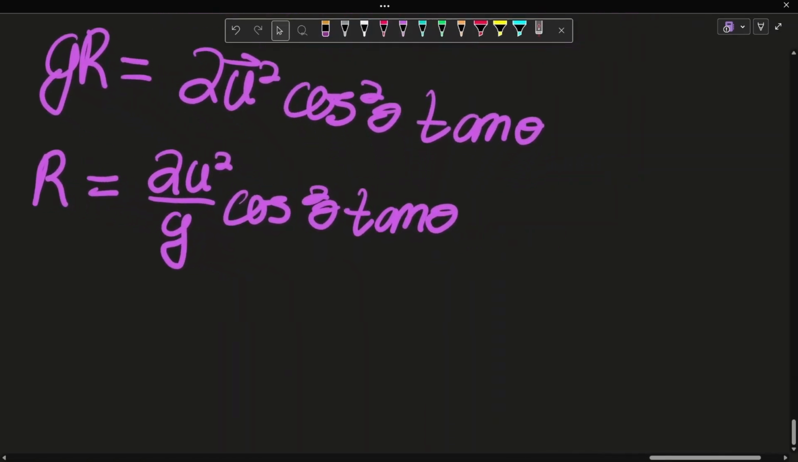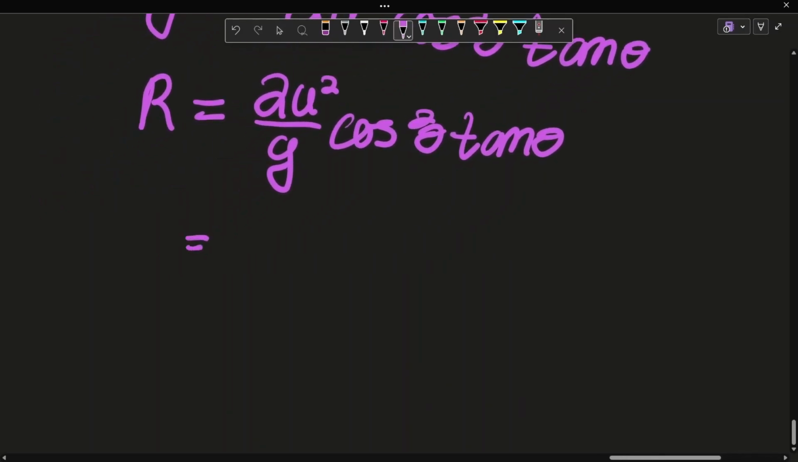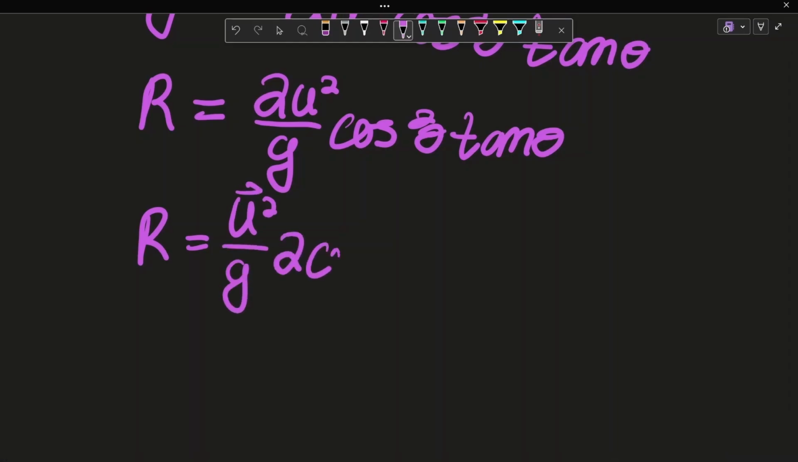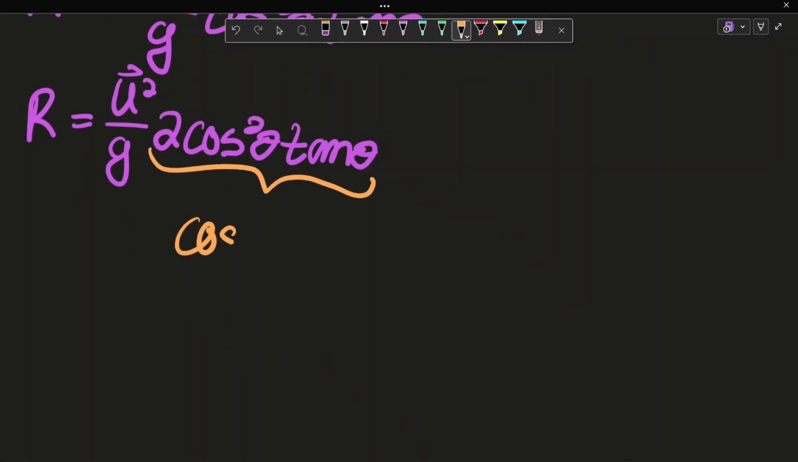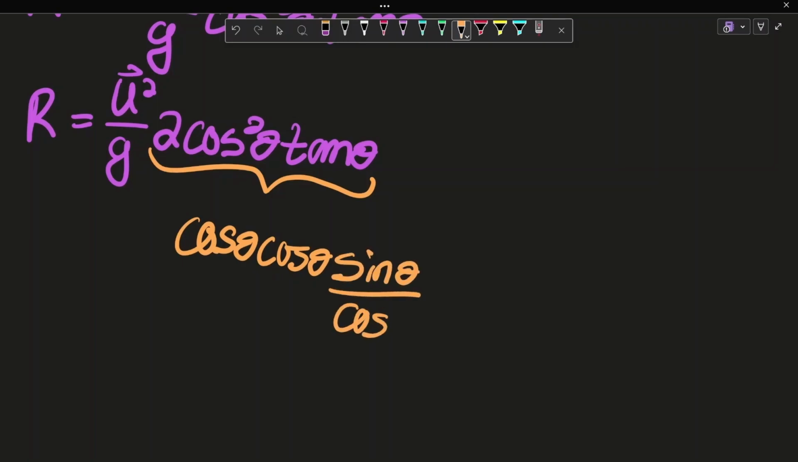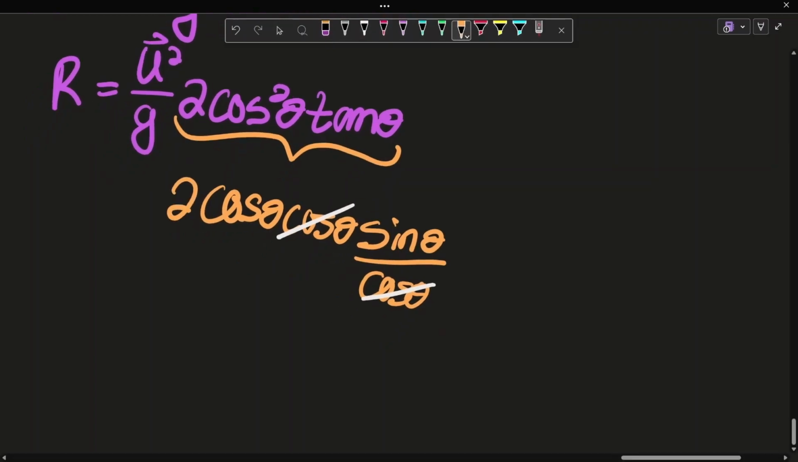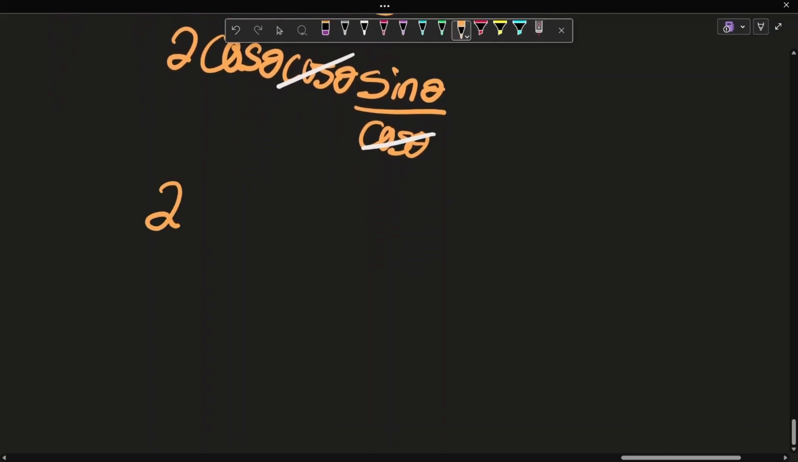Now you can leave it like this, but we can actually do something else. So here we can rewrite this as u squared over g times 2 cos squared theta tan theta. Now let's focus in on this trig part. Cos squared theta is just cos theta times cos theta. Tan theta is sine over cos. So these cancel out. And of course, there's a 2 there, so we get that 2 cos theta sine theta.